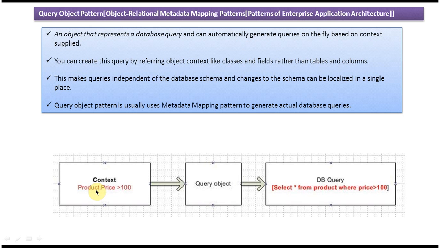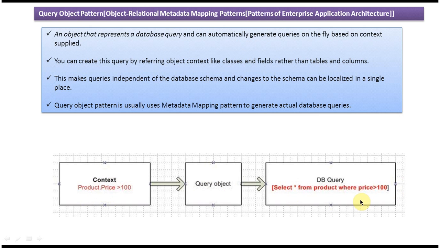corresponding to this product class, some product table is there in the database. So what it will do is select star from product table where price greater than 100. So in the product table some price column is there, so price greater than 100. So what this query object is doing is, based on the context supplied, it is automatically generating the query.